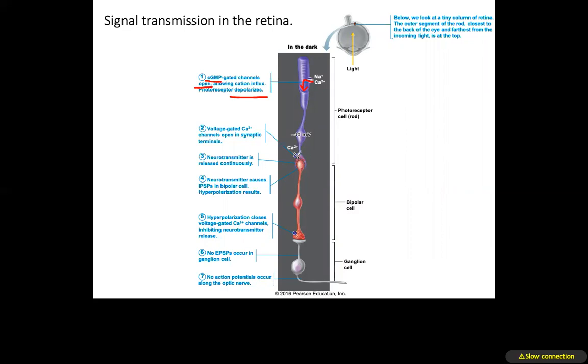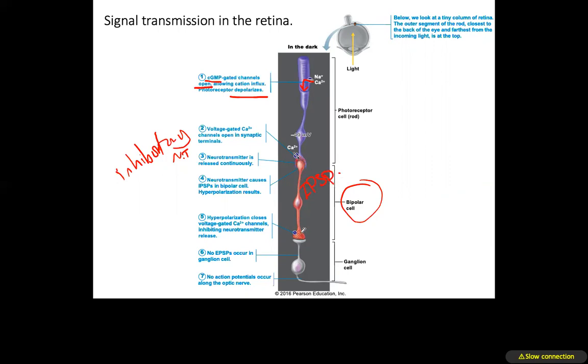calcium comes in, which causes the release of these red dots, which are what? Your neurotransmitters. Here's the importance of these neurotransmitters. These are inhibitory neurotransmitters, which means when they release and interact with your bipolar cells, they're going to create inhibitory postsynaptic potential.